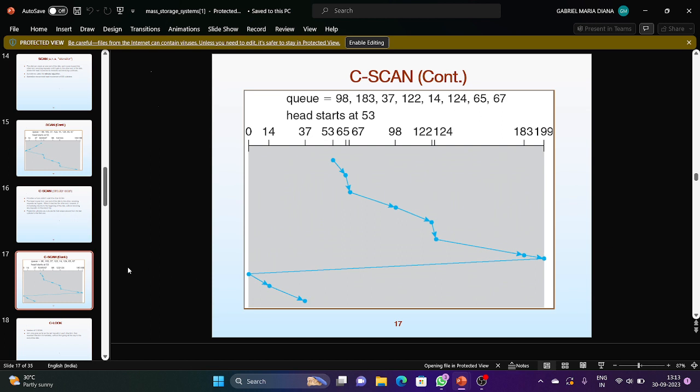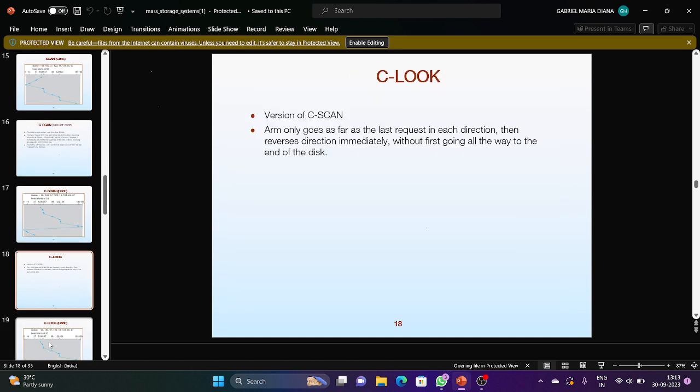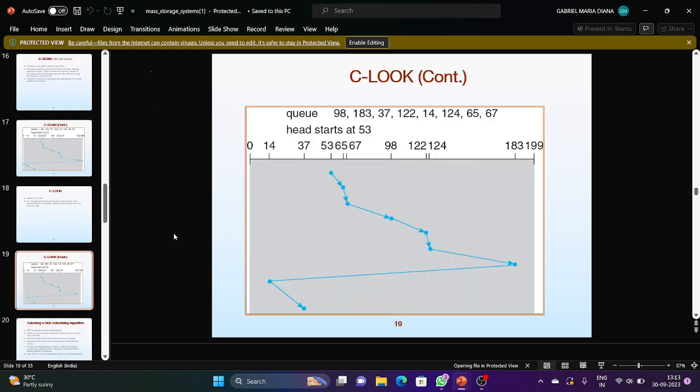Now next we will see the C-LOOK algorithm. Here the arm only goes as far as the last request in each direction, then reverses direction immediately without first going all the way to the end of the disk. So let us see what C-LOOK is. Same as all algorithms, the read write head points at 53. Then from there it serves.